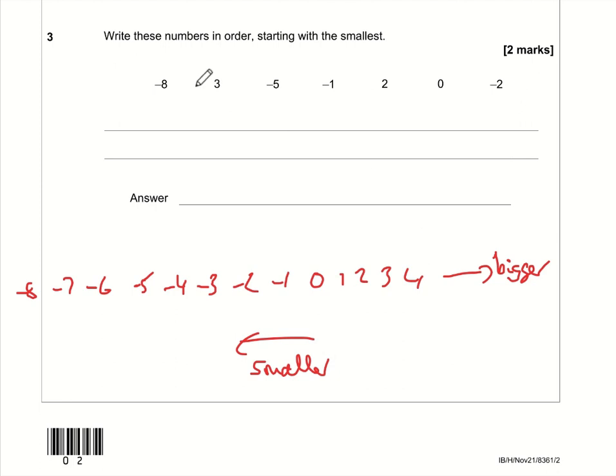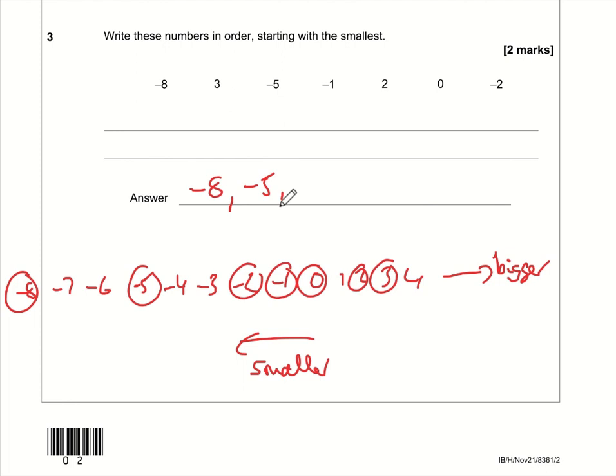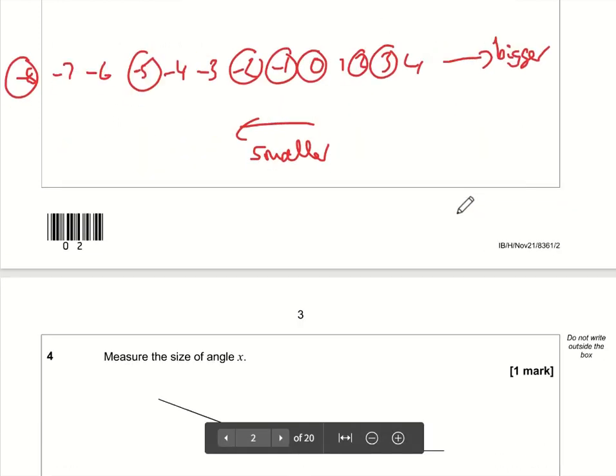So let's just circle the numbers we need. So negative 8, 3, minus 5, minus 1, 2, 0, and negative 2. So smallest first, that's going to be minus 8, then minus 5, minus 2, minus 1, 0, 2, 3. So a number line makes that one so much easier.